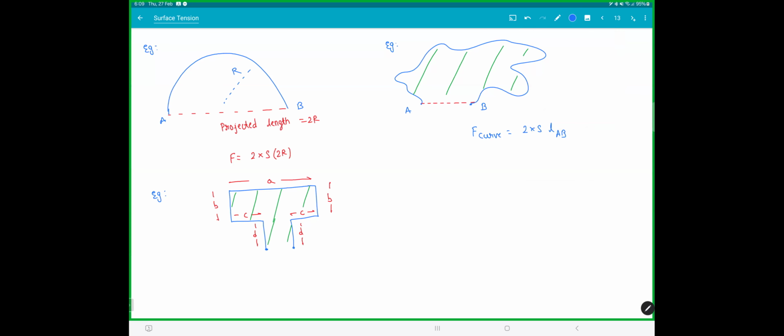Like I said, I really don't care about the shape. You just look at the opponents. This is the opponent, which is A minus 2C, the projected length. That's it. Most people start calculating on each section and try to find it. So the force on the frame will be 2 into S into A minus 2C. Make sense? You can see and tell the answer. So projected length saves you a lot of time.